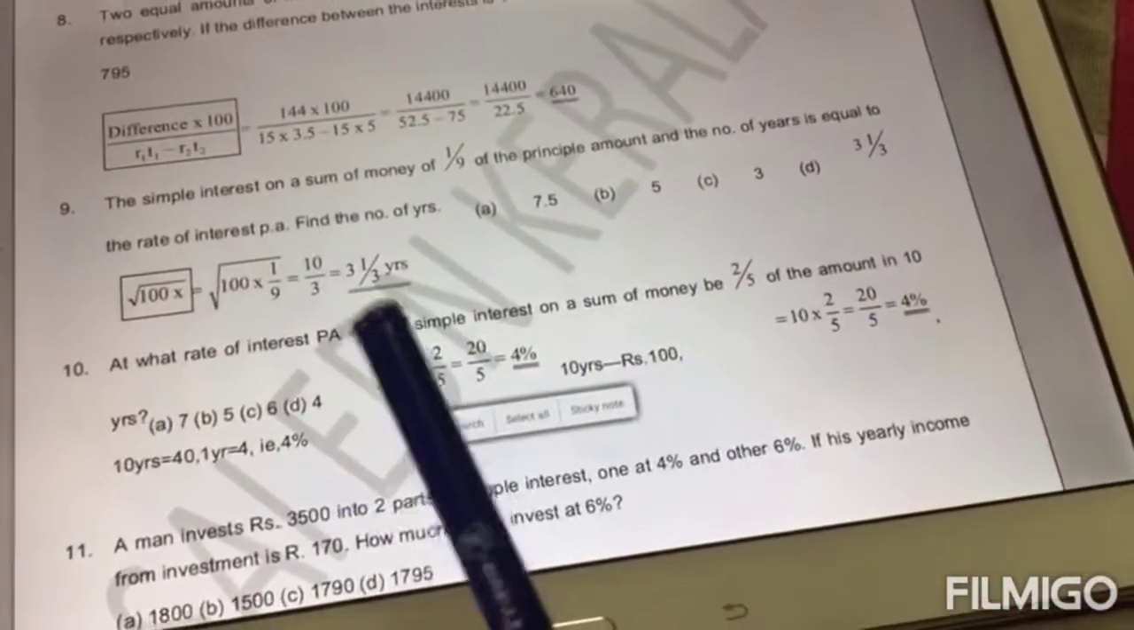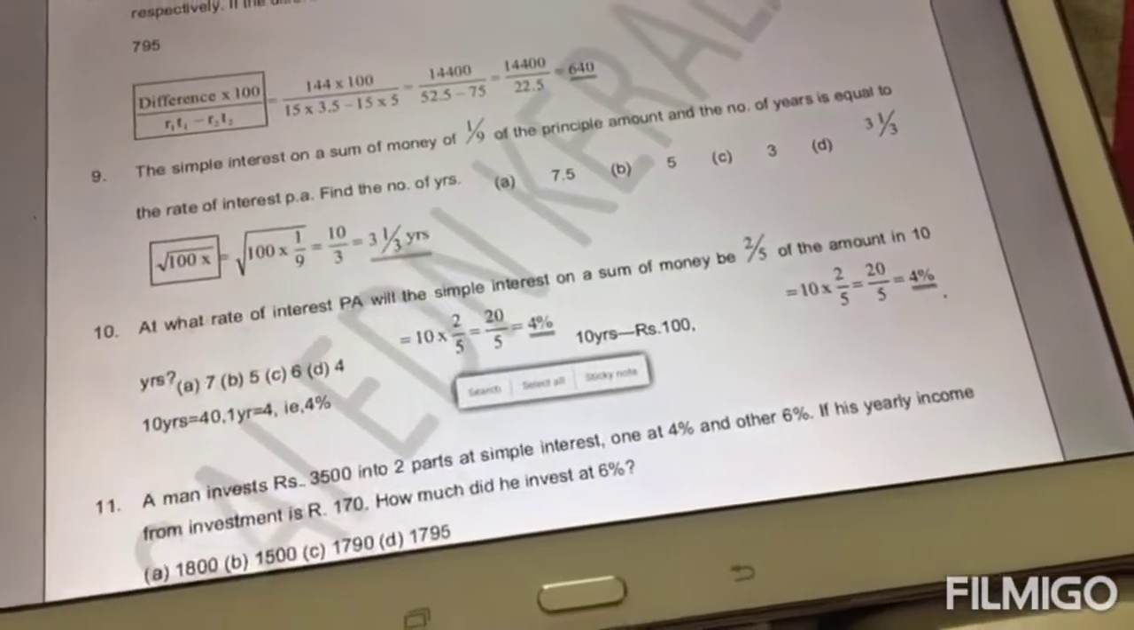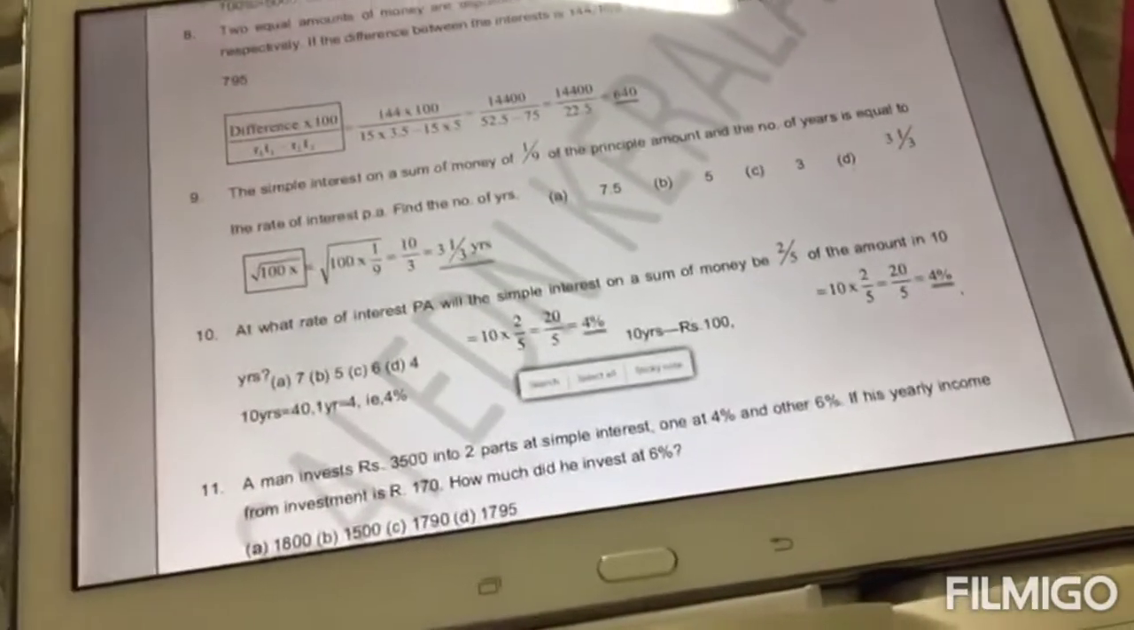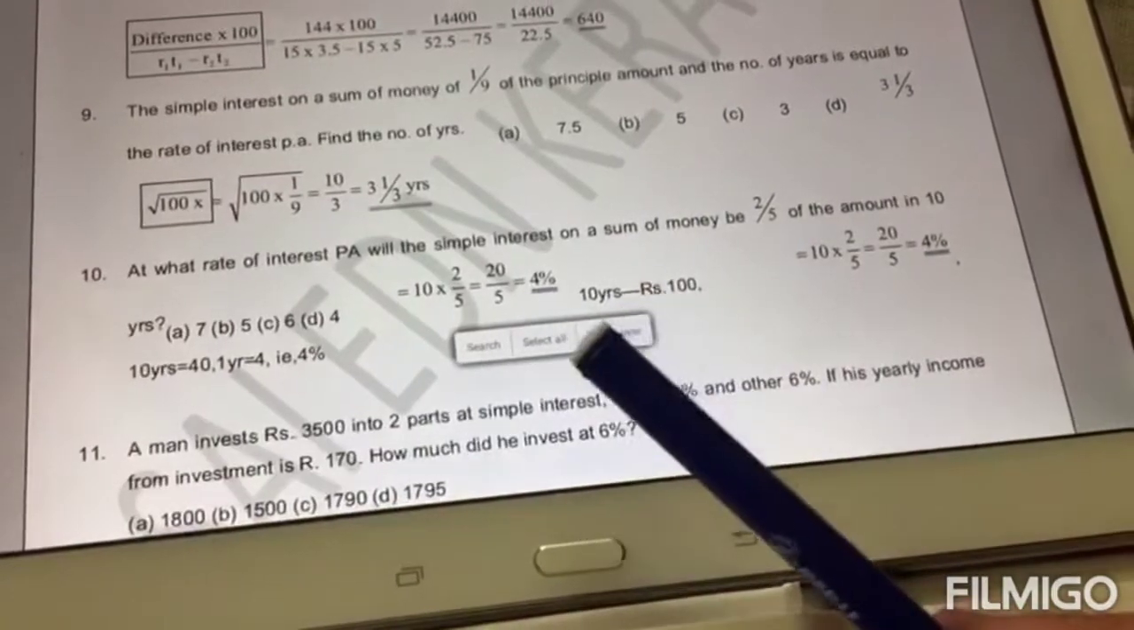When you find the square root, you will get n is equal to 10 by 3 or 3 and 1 by 3 years. See, some things you'll just have to follow the principle and do it. You have to practice. You'll get it the more you practice.